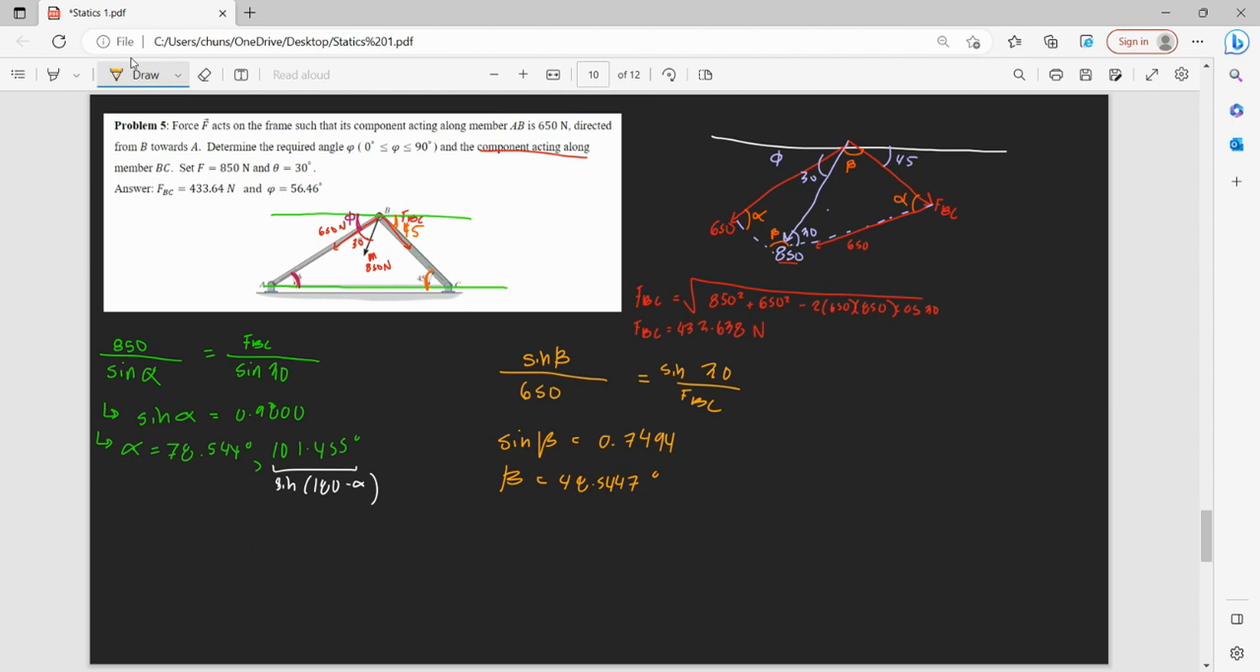And now we can use this to find our angle phi. So the way I'm going to do this is sum all of the things here and make it equal to 180. So 180 equals phi plus 30 plus beta plus 45. So that means phi is equal to 180 minus 30 minus 45 minus beta, and phi is 56.46 degrees, which is correct according to our sample question.